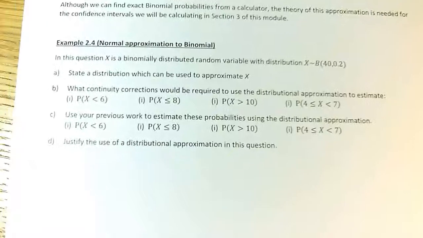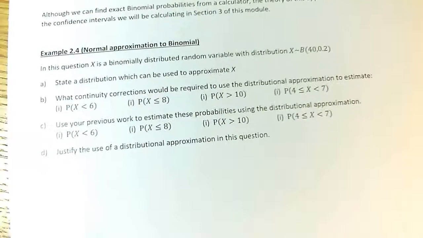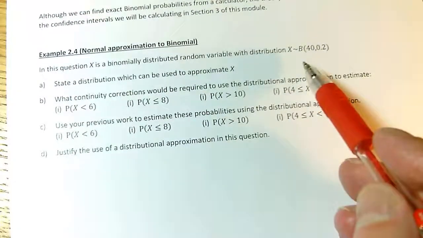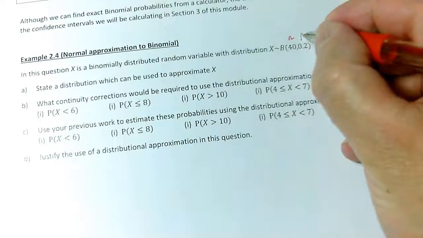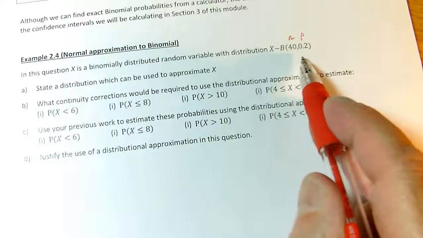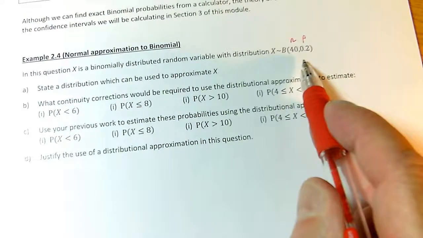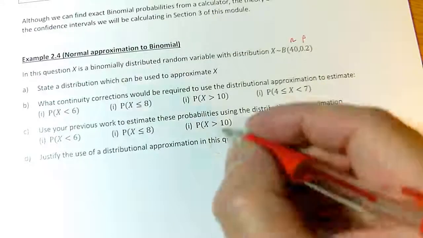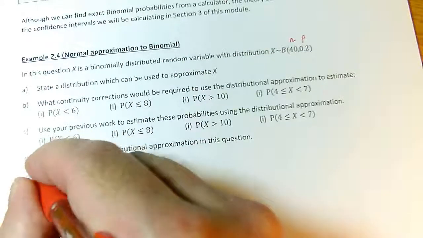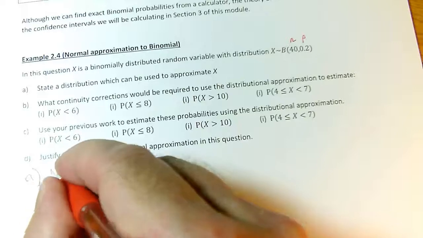All right, so in this question we've got a binomial with an n of 40 and a p of 0.2. n is pretty large, and p is 0.2, so it's not too close to 0 and it's not too close to 1. So therefore a distribution that can be used to approximate x is a normal distribution.